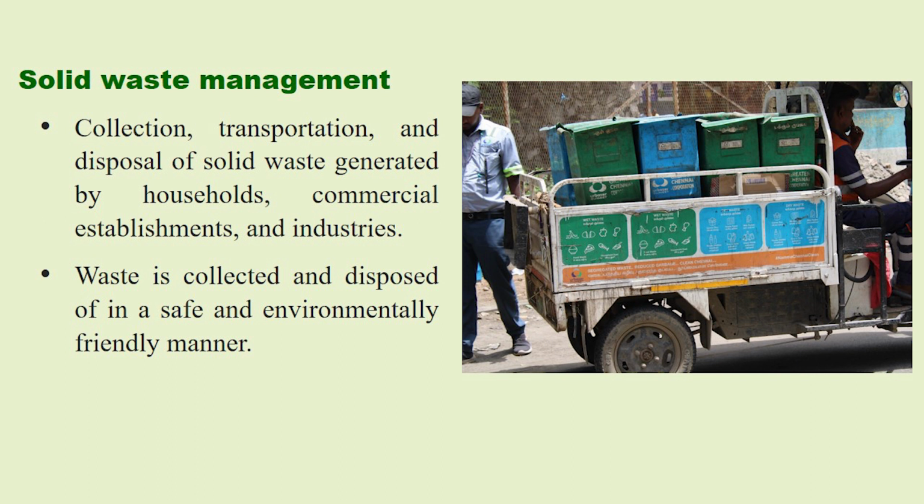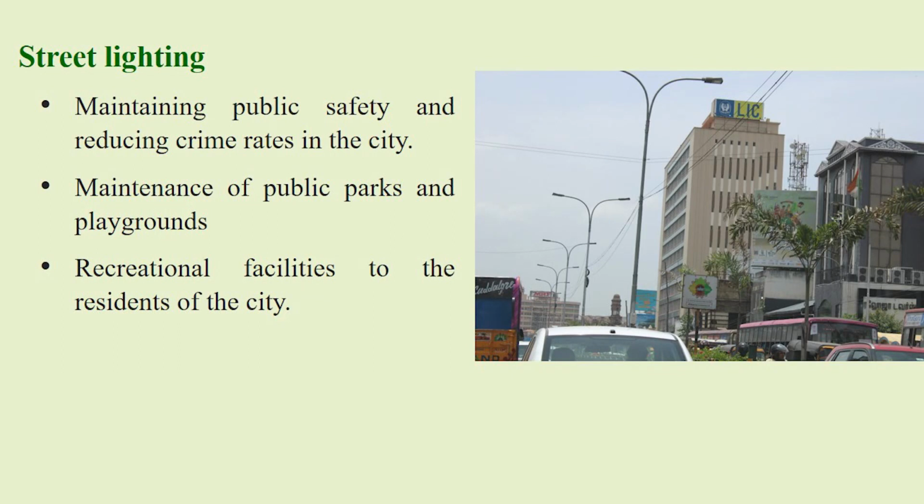and environment friendly manner. Street lighting is another important function of urban local bodies, as we were just discussing, and this is necessary for maintaining public safety and reducing crime rates in the city. So, the urban local bodies are responsible for the installation and maintenance of street lights in the city, and they also include maintenance of public parks and playgrounds, and these areas are essential for providing recreational facilities to the residents of the city. They are also responsible for maintaining these areas to ensure that they remain clean and safe for public use as well.